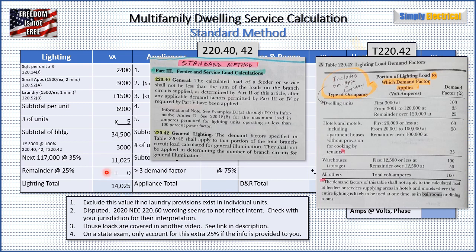During multifamily services, you will sometimes run into a general lighting load of more than 120,000, when you get a lot of units. So that's when you would use this. But on a single house, you'll hardly ever see this. In fact, you probably never will see any remainder beyond 120,000. So we get our total of 14,025 volt amps for our lighting total, and that takes care of column 1.